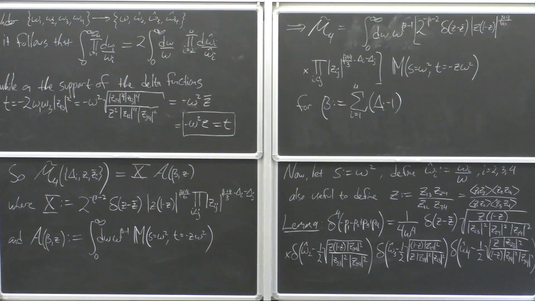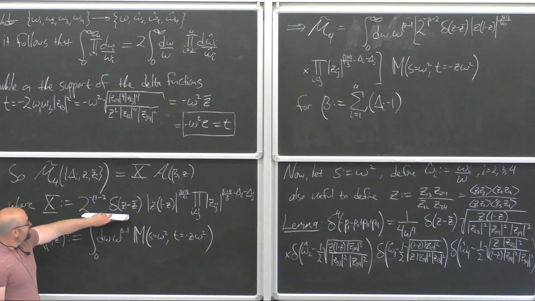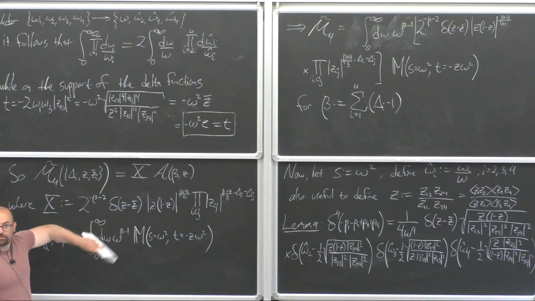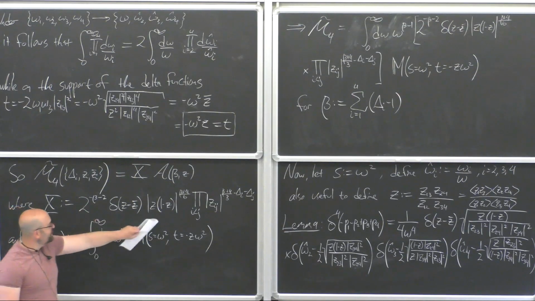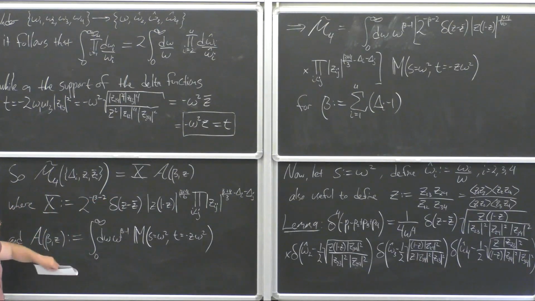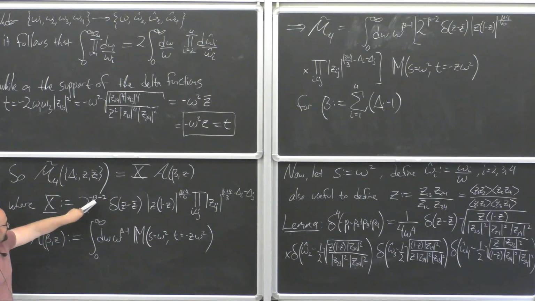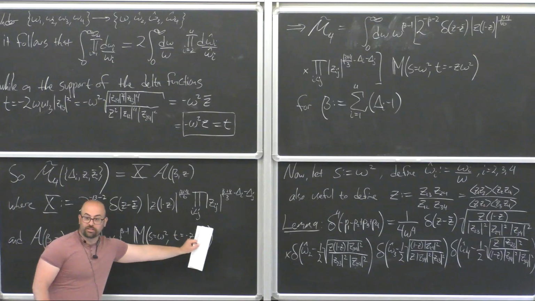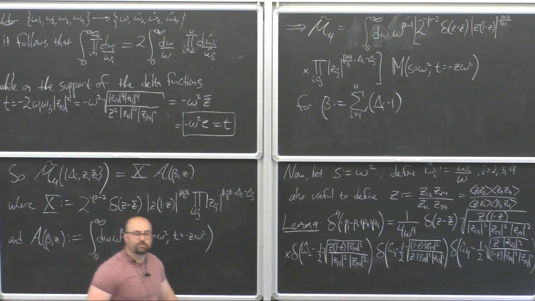And like I say, I've written this for scalar scattering, but if you wrote it for any spin, the only thing that would change are these exponents here and here. This delta function doesn't change, this exponent doesn't change, and this integral doesn't change. Yeah, there was a question.